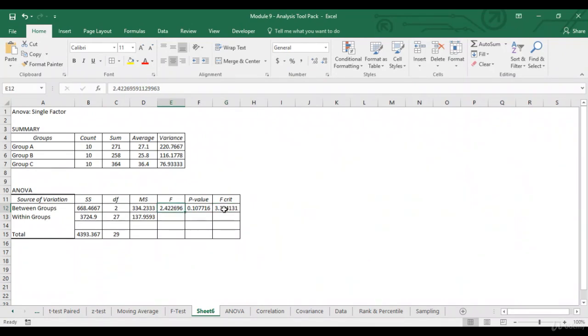Now in order to test the hypothesis whether this is significant or not, we will compare these two values. So since F calculated, that is 2.422, is less than F tabulated or F critical 3.54, we cannot reject the null hypothesis that all the marks are equal. We can also compare the p-value with the level of significance. Since this is greater than 0.05, which is our level of significance, we cannot reject the null hypothesis.